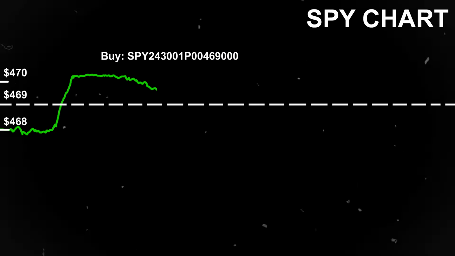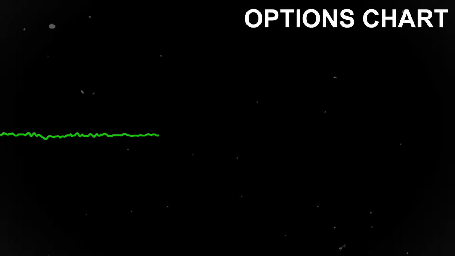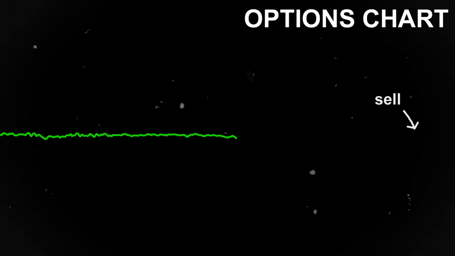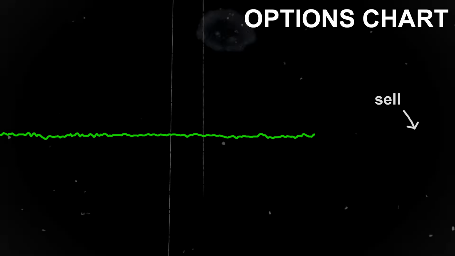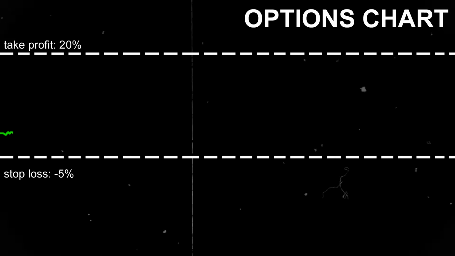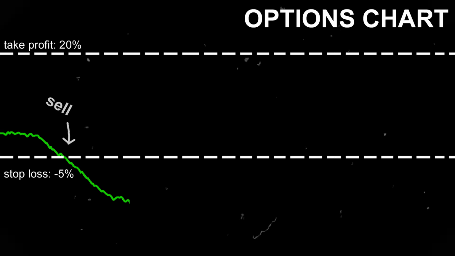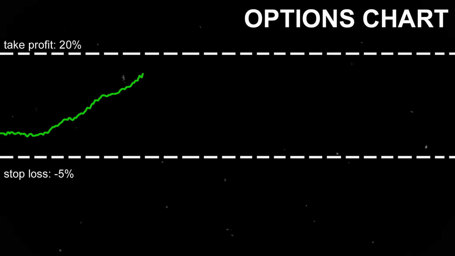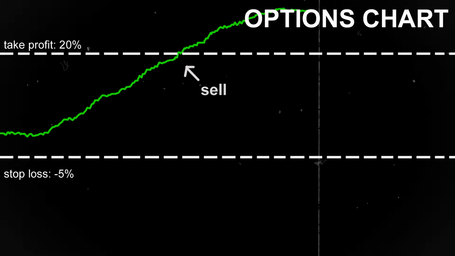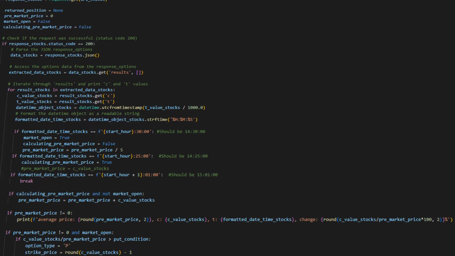Once we enter the trade, we stop looking at the SPY and start looking at the options price. If the option goes flat until the end of the day, we'll close the position just before the market closes, because we have a 0-day expiry option and we can't hold it overnight. If the option drops by 5%, it triggers our stop loss and we close the position, and if it goes up by 20%, it triggers our take profit and we also close the position. And this is basically the logic behind the trading bot I built.